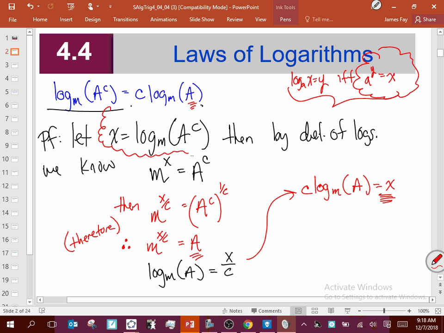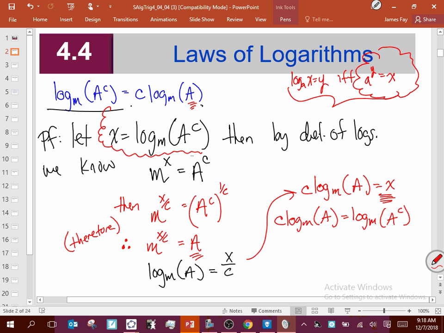It was this thing here, right? Can I make that substitution again? C log base M of A is equal to X, which X we said was log base M of A to the C. Is that the law that we set out to prove that I wrote in blue? Does that make sense to everybody?